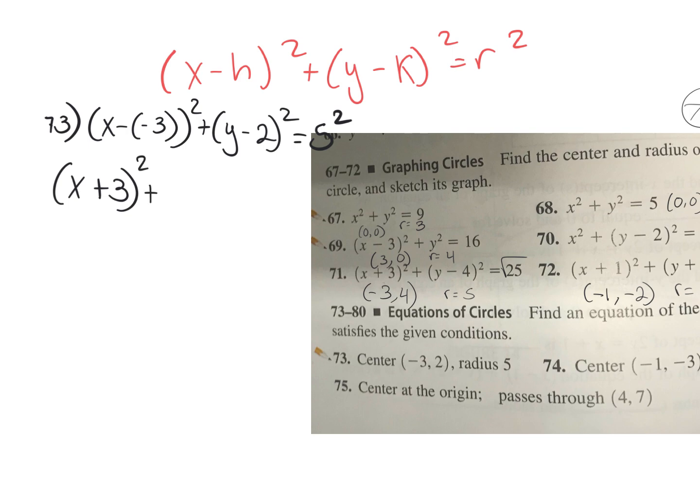Then we have y minus 2 squared. And then 5 squared is just 25. So there, we have the equation of the circle. Again, this would be your final answer.